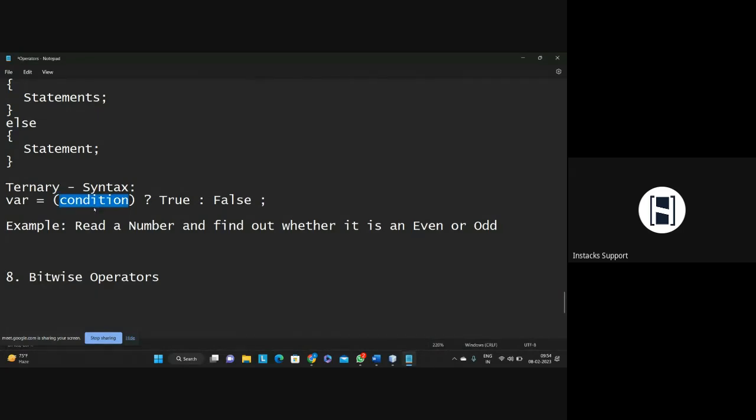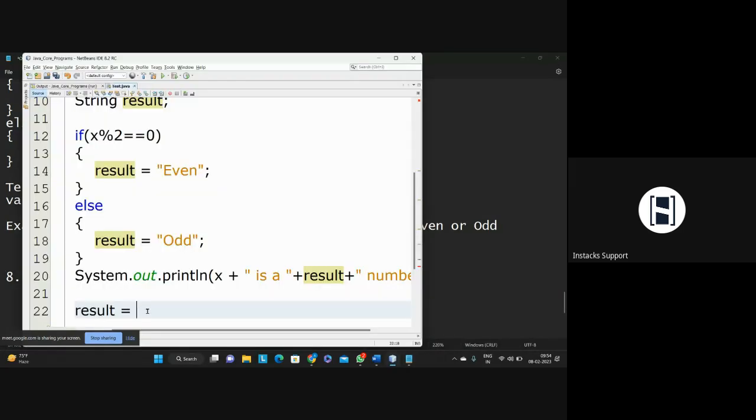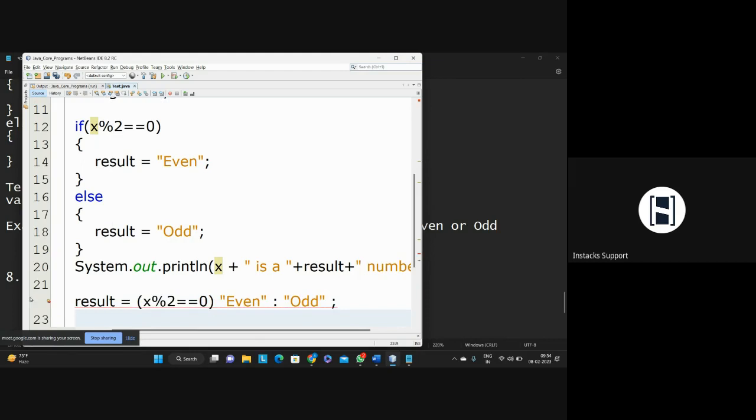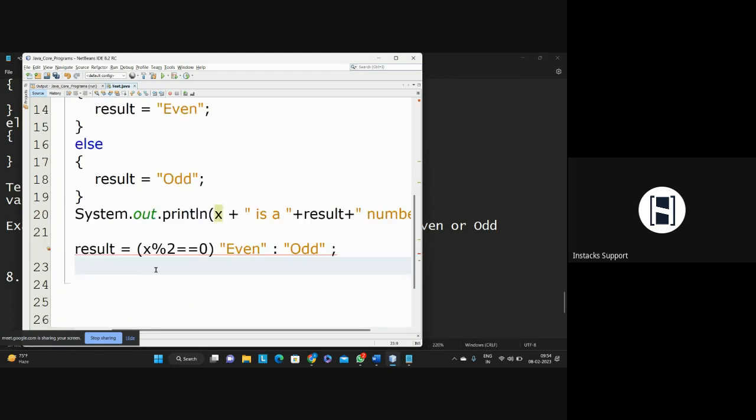First, you have to specify the condition within the parentheses. What is the condition? x mod 2 equal to 0. This is my condition. So if it is true, what should happen? Even. Then followed by a colon. If the condition is false, odd, semicolon. That's it. So what will happen here? Yes, the question mark. So the condition is followed by the question mark.